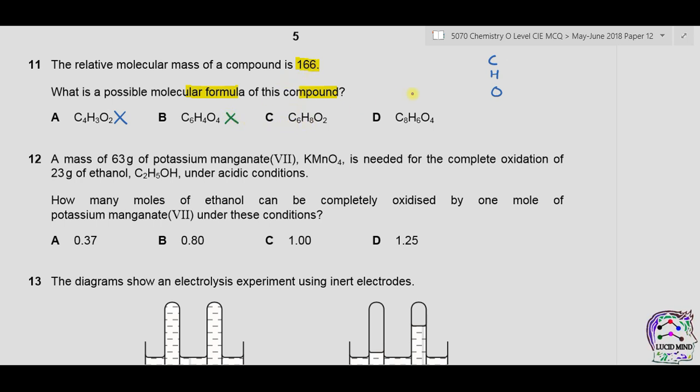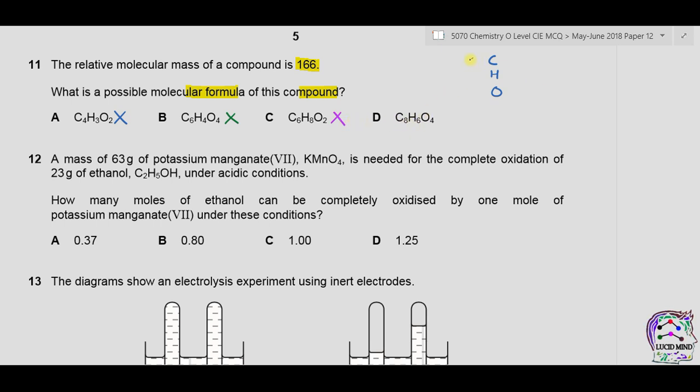For part C, we have 6 carbon atoms, 8 hydrogen atoms, 2 oxygen atoms. So 12 into 6 is 72, 8 into 1 is 8, 2 into 16 for oxygen is 32. So the molecular mass comes equal to 112. Again, this is wrong.